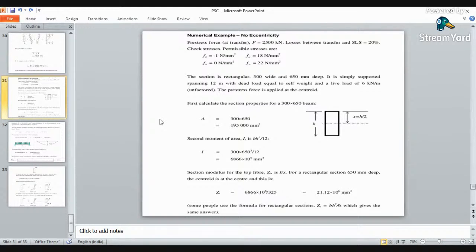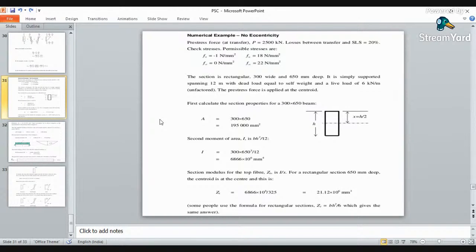So here it is a rectangular beam, so it will be your depth of beam divided by 2, and moment of inertia for the rectangular beam is nothing but BD cube by 12. Okay, so it will be 300 into 650 cube by 12. So I is 6866 into 10 to the power 6 mm to the power 4. And section modulus will be your I by x. So x is your h by 2. This is nothing but 325, and I is 6866 into 10 raised to power 6. Okay, so you will get your section modulus Z as 21.12 into 10 raised to power 6 mm cube.